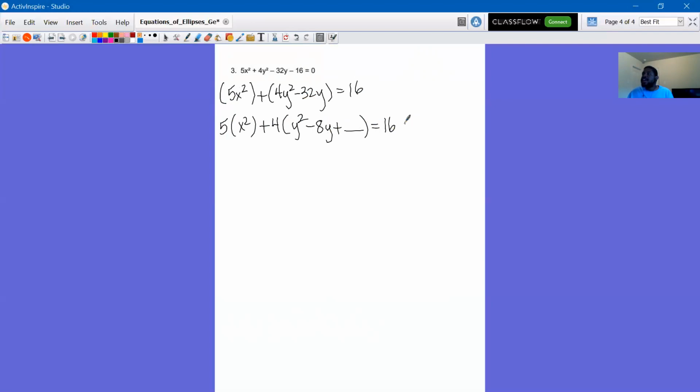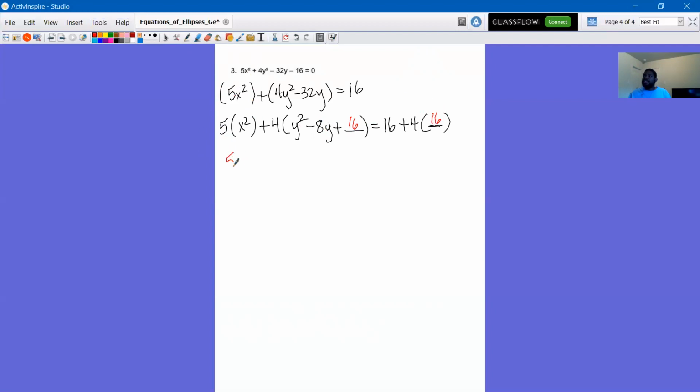But you're going to notice that I have one blank. The reason is that the x squared term doesn't have another x term with it. It's missing the dx term, so we don't have to worry about this part here. So I'm going to complete the square, and this time I want you to figure out what goes in the blank. And if you said 16, that's correct.